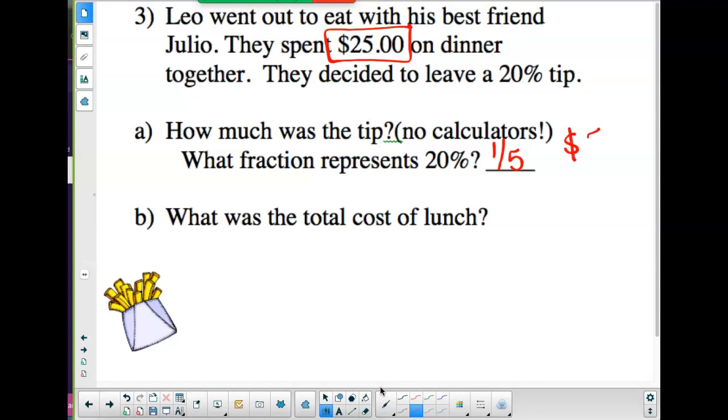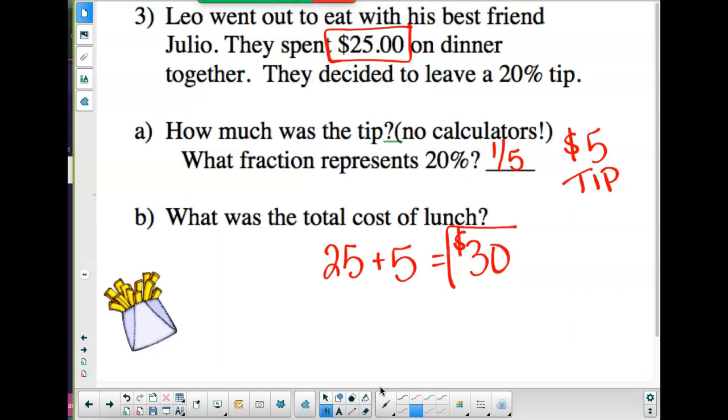So the tip is $5. What's the total cost of the lunch then? If the tip was $5, how much is the total cost of lunch, Ariana? $30, right? You have to pay for the lunch, $25, plus the $5 tip. The total cost is $30. Okay, how are we feeling about this so far?